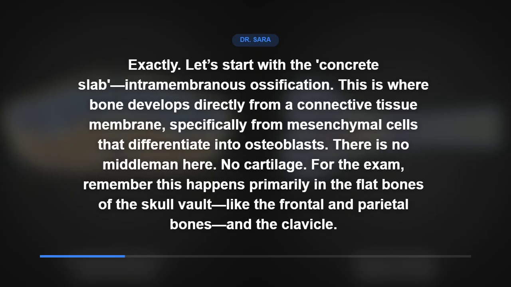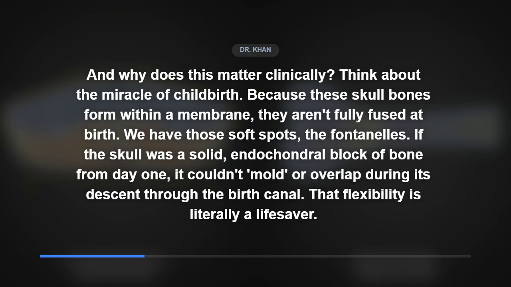Exactly. Let's start with the concrete slab, intramembranous ossification. This is where bone develops directly from a connective tissue membrane, specifically from mesenchymal cells that differentiate into osteoblasts. There is no middleman here, no cartilage. For the exam, remember this happens primarily in the flat bones of the skull vault, like the frontal and parietal bones and the clavicle. And why does this matter clinically?